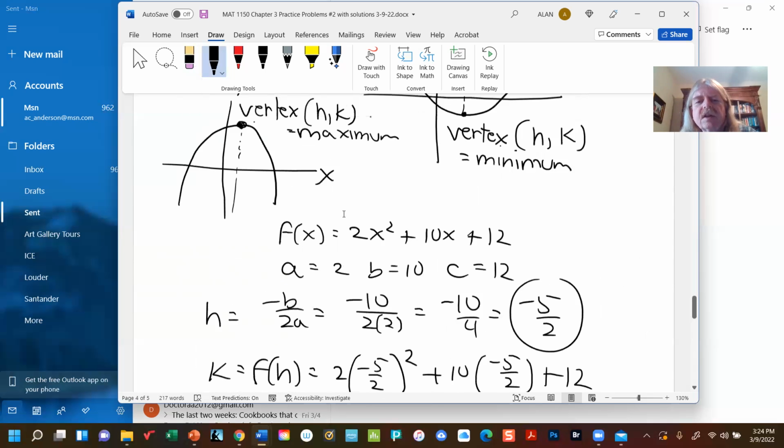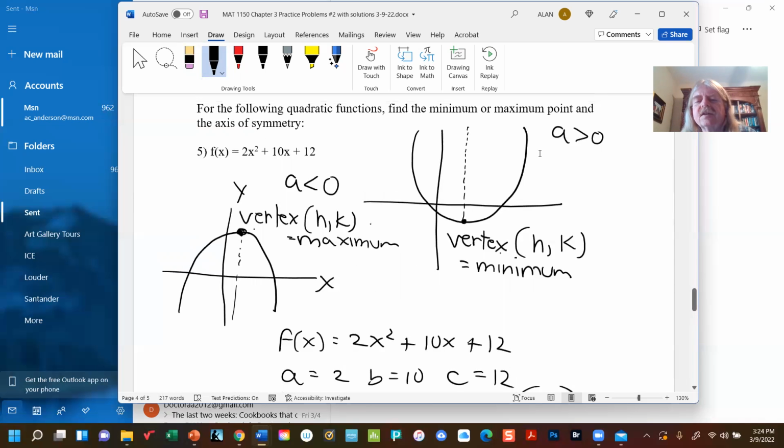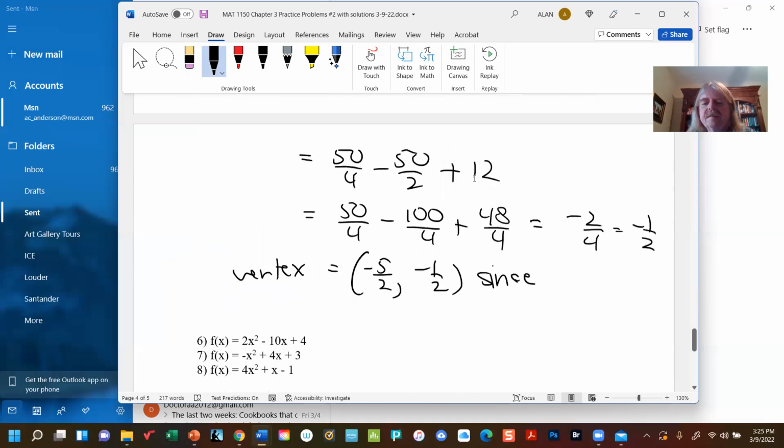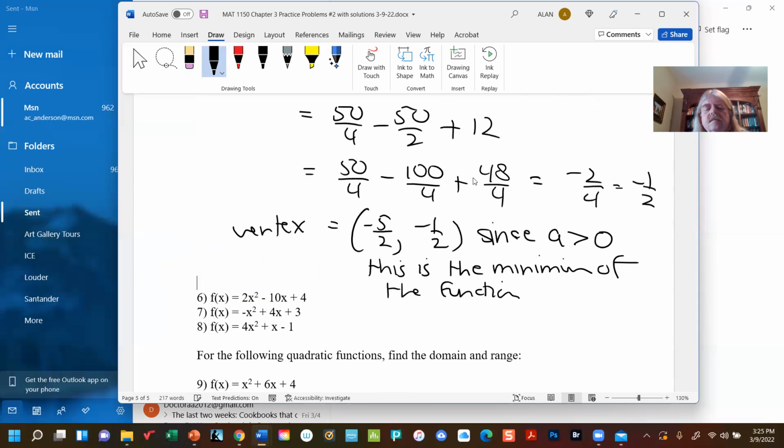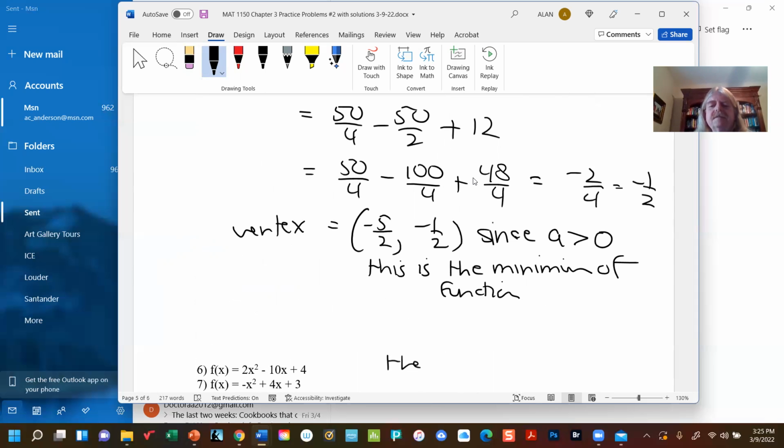And since A is positive, right here, A is 2, so that's a positive case. That would be this case on the right. That means this vertex is the minimum of the function. Okay, so since A is positive, this is the minimum of the function. Minimum in the sense that y can't get any smaller than that.